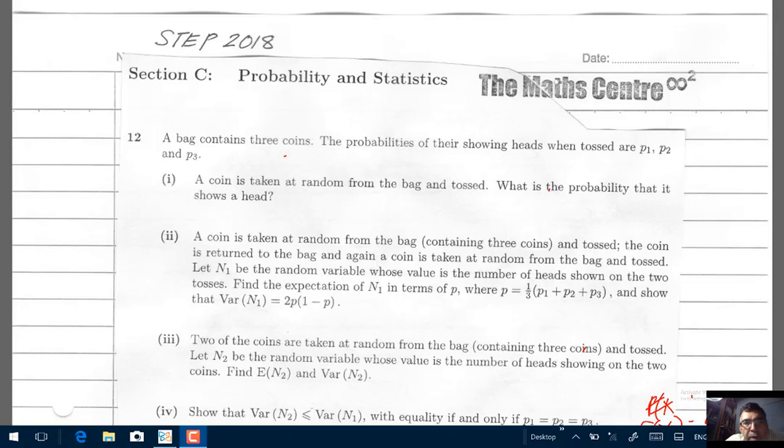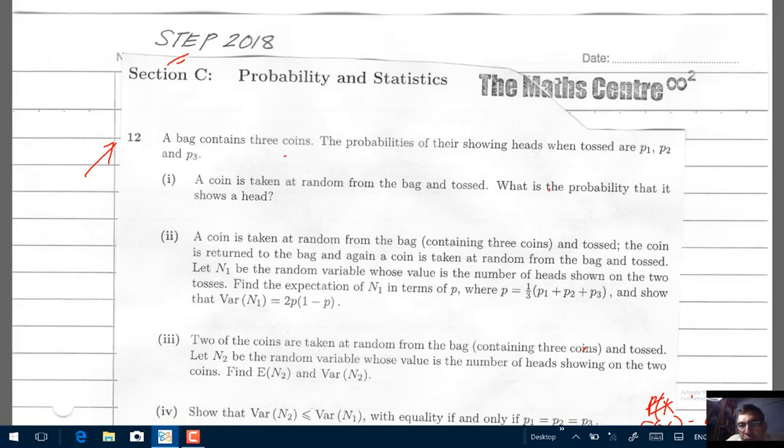In this video, we are going to be looking at a STEP exam question. STEP 2018. This is the exam that students hoping to enter math-related programs in Oxford and Cambridge take. Again, STEP 2018. This is question number 12 in the statistics portion of the exam. Let's read the question. Before that, let me make a few remarks.